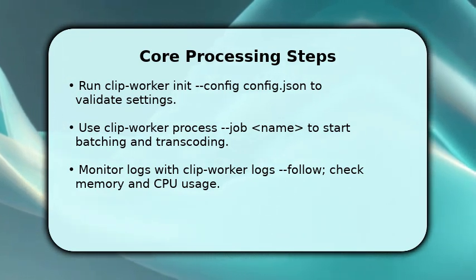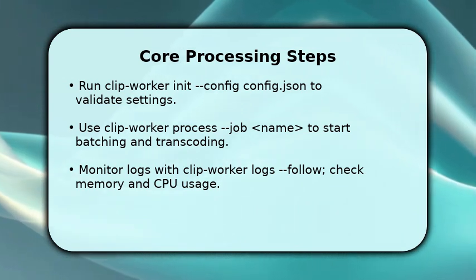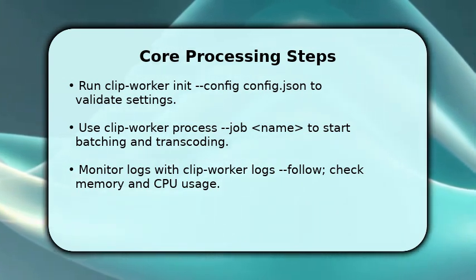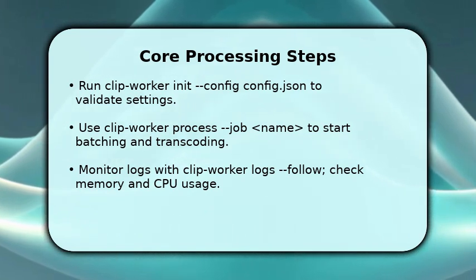While it runs, monitor logs and system metrics to spot bottlenecks. If you see high memory usage, reduce concurrency or split inputs into smaller jobs, because that balances throughput and stability.